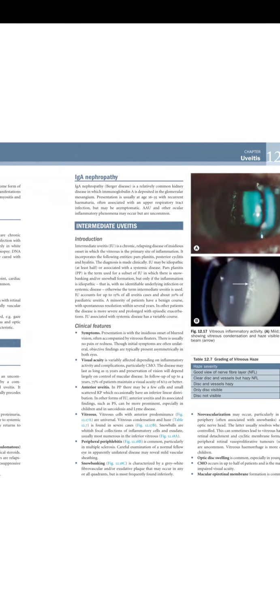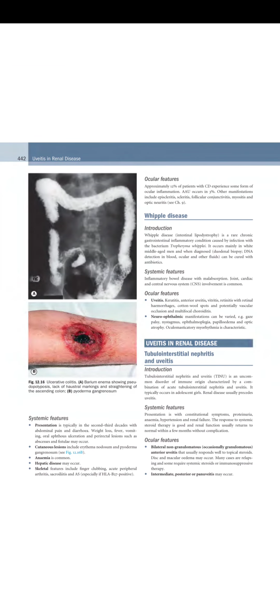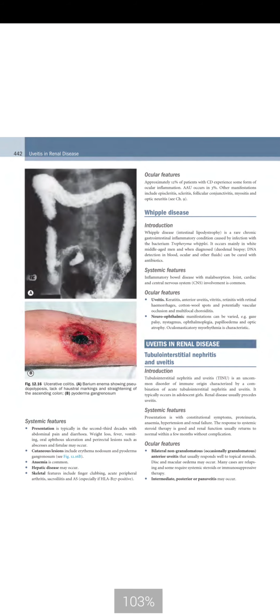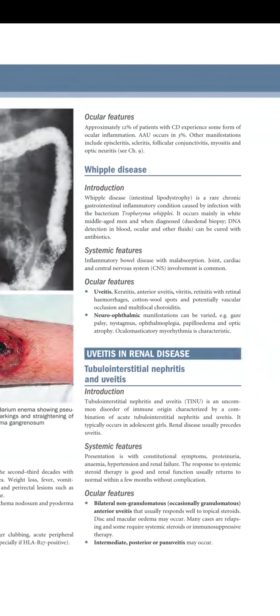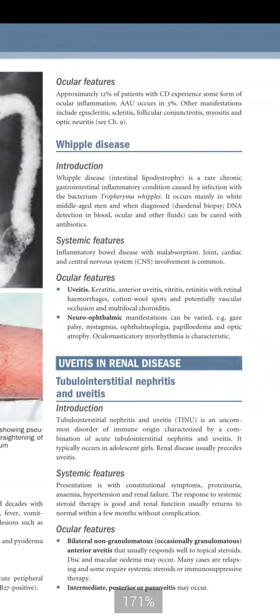So let's see the cutaneous lesion, which is 12.16b. This is pyoderma gangrenosum. Now the ocular features. Approximately 12% of patients with Crohn disease experience some form of ocular inflammation. Acute anterior uveitis occurs in 3%. Other manifestations include episcleritis, scleritis, follicular conjunctivitis, myositis, and optic neuritis.